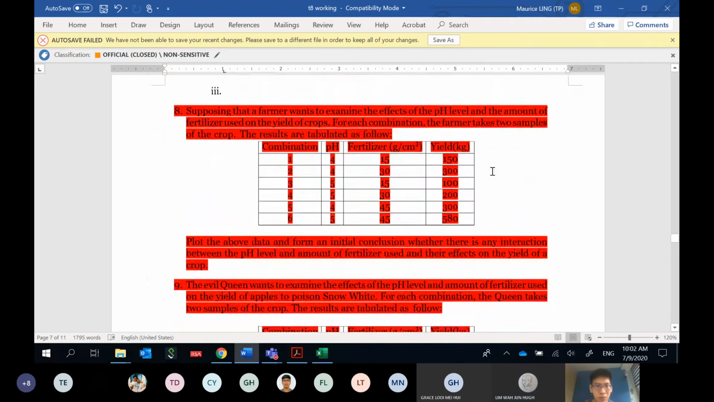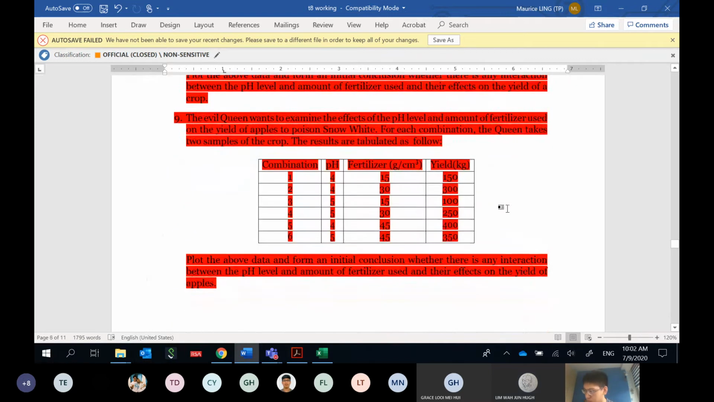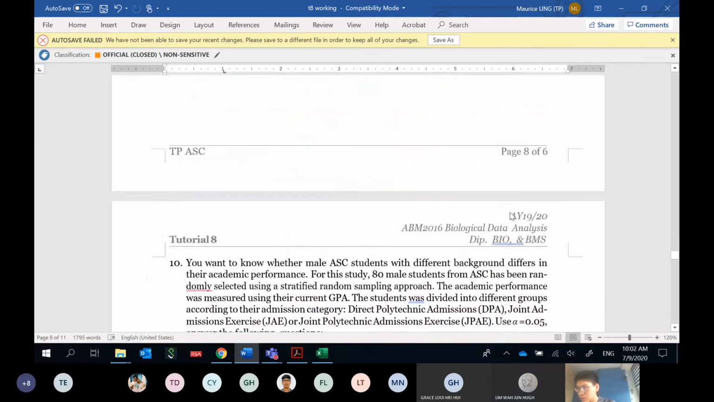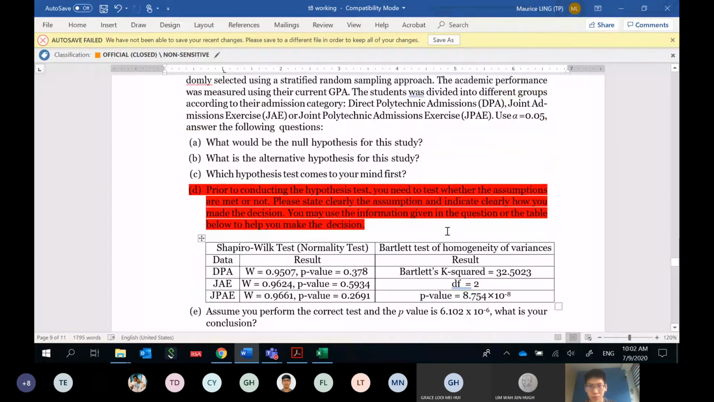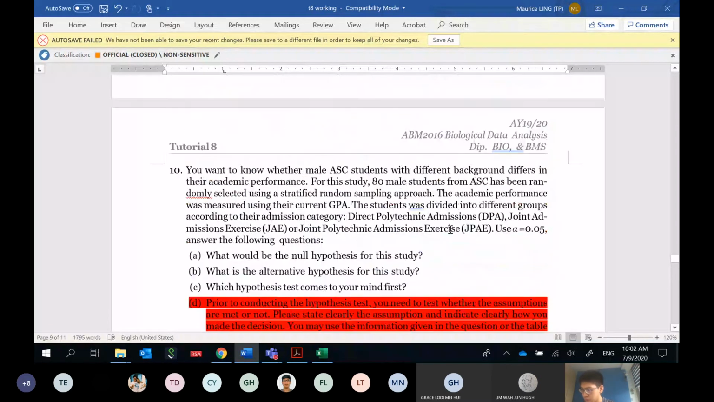Okay, good. Questions 8 and 9 we don't have to do because they're quite different. So let's do 10. For 10 you need to do a few of them.